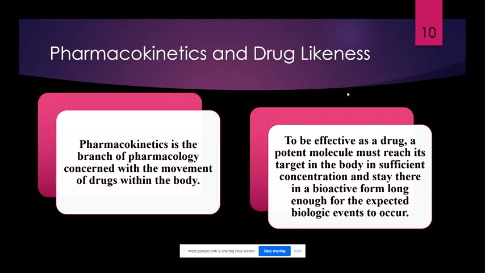Now what is pharmacokinetics? Pharmacokinetics is the branch of pharmacology concerned with the movement of drugs within the body. That means how the molecule is behaving in your body. For example, if you are taking a drug, it must first get absorbed through your GI tract. If it fails to get absorbed, can it act as an excellent drug? Of course not, because it must get absorbed through the body. So that's one of the parameters we must look for, absorption.